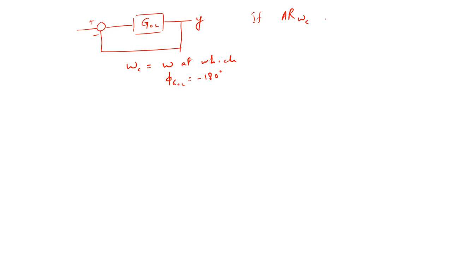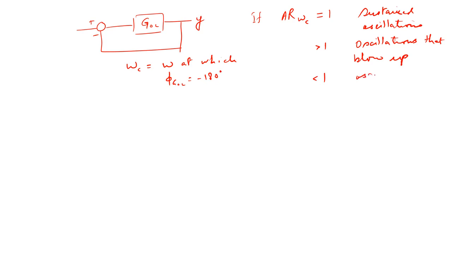So if the amplitude ratio at omega critical is equal to 1, we get sustained oscillations. If it's greater than 1, then we get oscillations that blow up. And if it is less than 1, then we get oscillations that die out or decay. And when do these oscillations die out? When we stop forcing the y set point sine wave and close the feedback loop simultaneously.